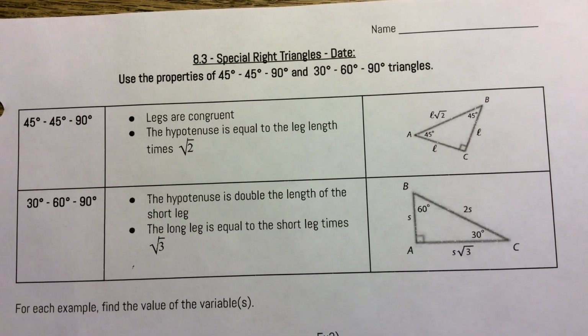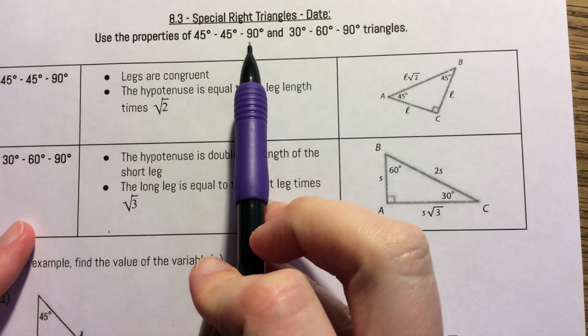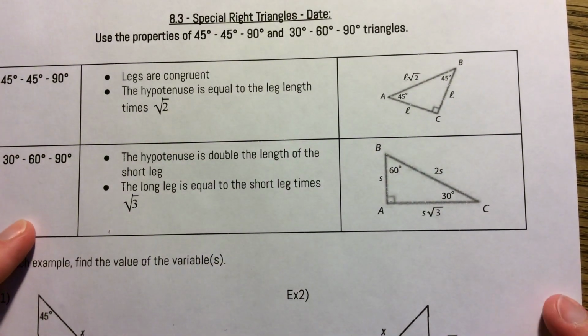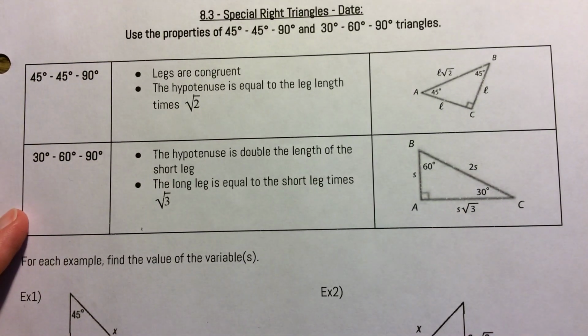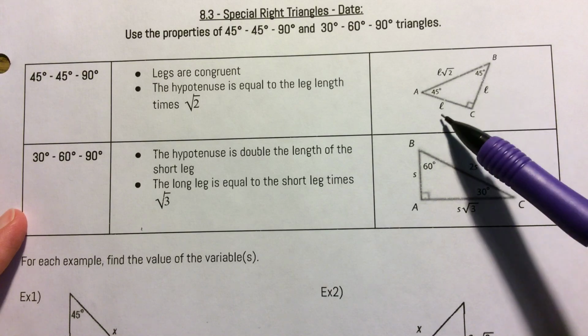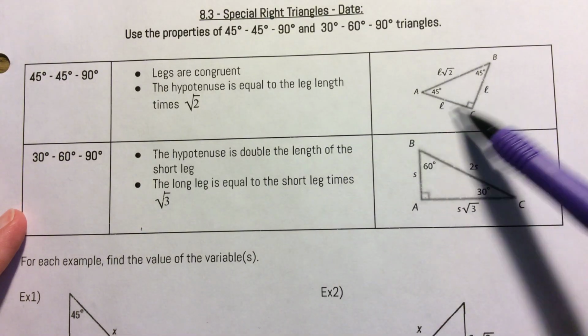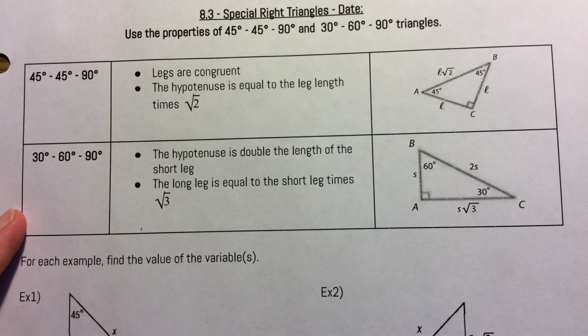Alright, 8.3, we are starting to look at special right triangles. Our special right triangles are a 45-45-90 triangle and a 30-60-90 triangle. In the 45-45-90 triangle, which looks like this, the two legs are congruent to each other, and the hypotenuse is equal to whatever the leg length is times the square root of 2.